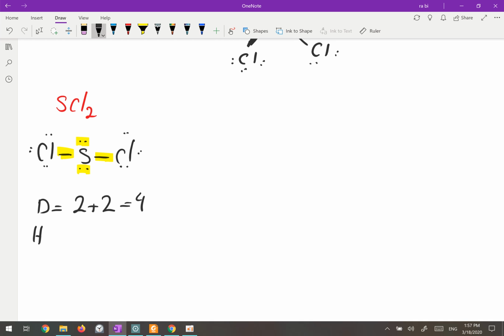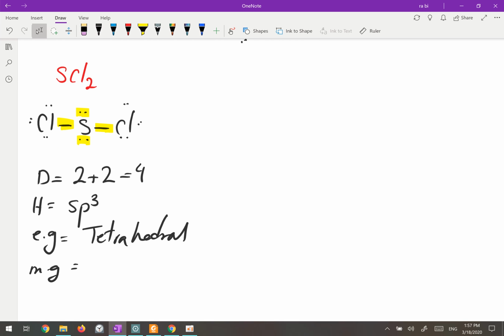So the hybridization is sp3. Electronic geometry would be tetrahedral, and molecular geometry is linear or V shape. Sorry, the molecular geometry is bent or V shaped.